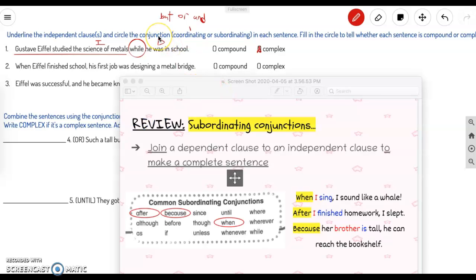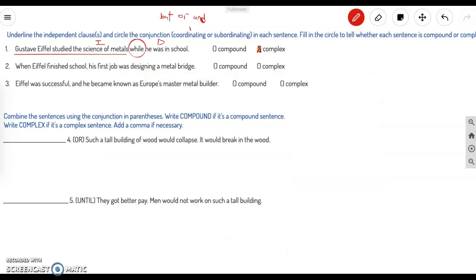What is the conjunction here? When. Subordinating or coordinating? Subordinating. What's our independent clause? His first job was designing a metal bridge. Complete thought. And this is our dependent. I know it doesn't say to label it. I'm just doing it. It's good practice, right? And it helps us. So remember, if there's an independent and dependent clause, what kind of sentence is it? Complex. Very good.